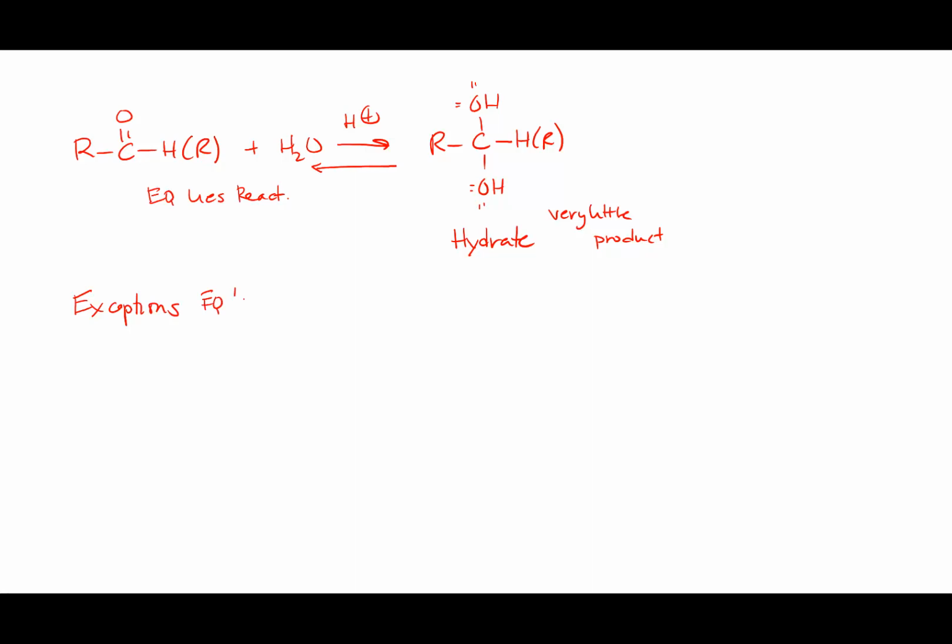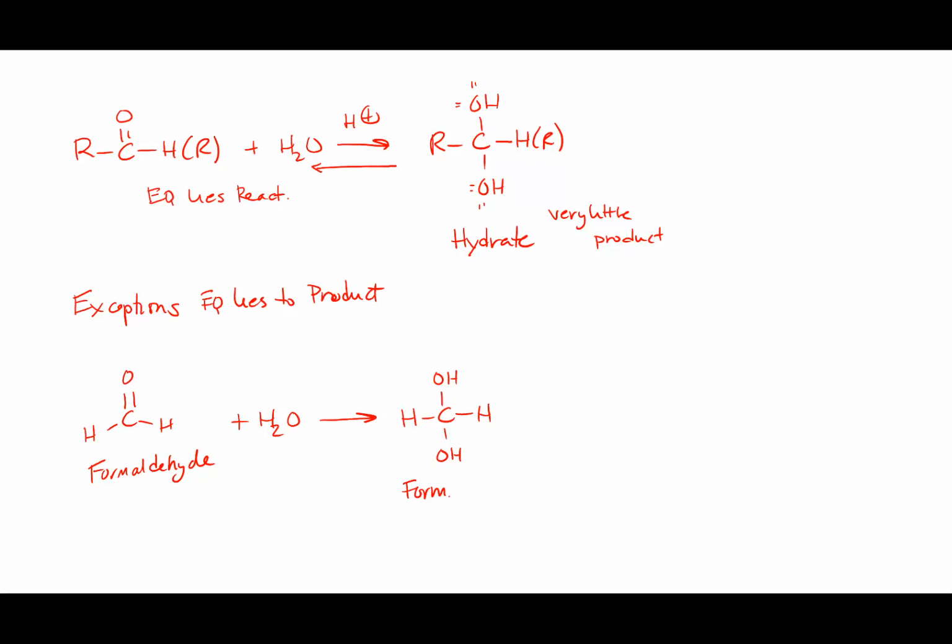So the exceptions where the equilibrium lies towards the products is the following. If I have two H's attached to the carbon, this is formaldehyde. And formaldehyde is usually used to preserve dead things. If you react formaldehyde with water, you do not need any acid. The equilibrium will lie to the right, and you will make the hydrate, and that hydrate in water is actually what is called formalin.